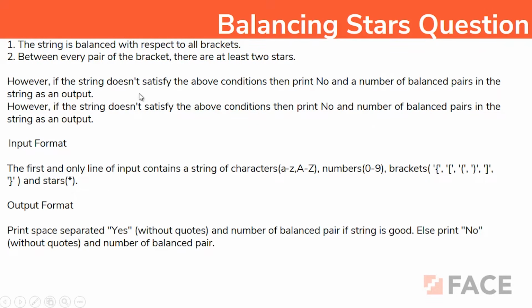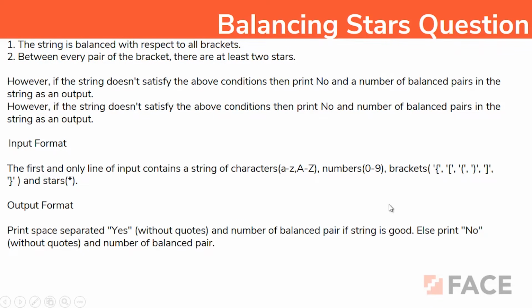So, we have to check for 2 conditions. First condition is the string is balanced with respect to all the brackets that we have already discussed. And then the second condition, that is between every pair of brackets there should be at least 2 stars present. So, if both the conditions are satisfied, we will be printing yes. If not, we will be printing no.